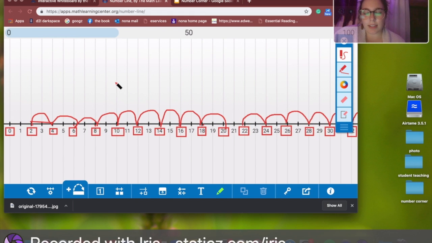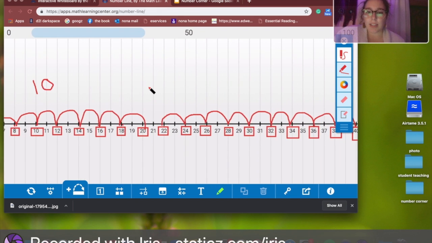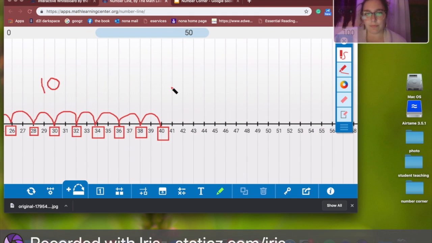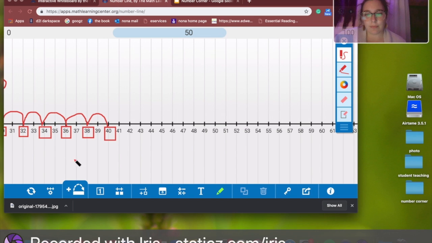Now friends, let's think. If there are 10 multiples of 2 between 0 and 20, and 10 multiples of 2 between 20 and 40, think again, write down your prediction. How many multiples of 2 do you think there are between 0 and 100? You can change your prediction from the beginning. That is okay.